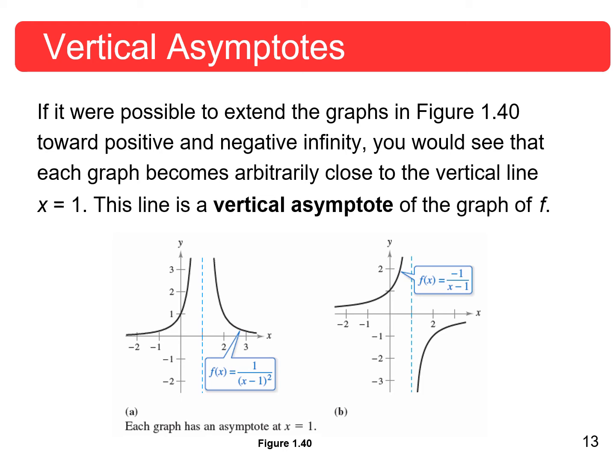Now let's try to connect this to vertical asymptotes. If it were possible to extend the graphs in this figure toward positive and negative infinity, you would see that each graph becomes arbitrarily close to the vertical line x equals 1. This line here is called the vertical asymptote of the graph of f. Each graph here has an asymptote. When you say asymptote, that is the line that the graph of the function would just approach.